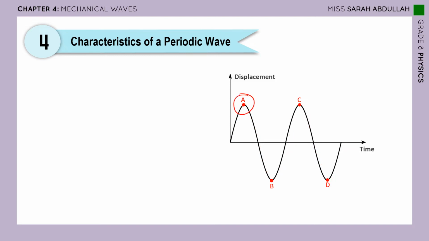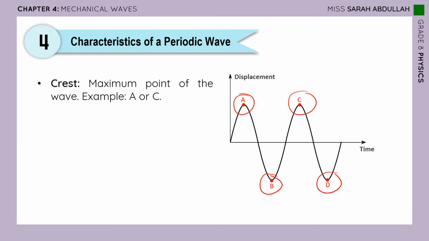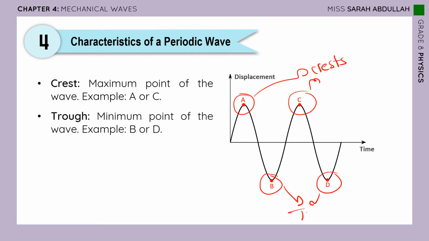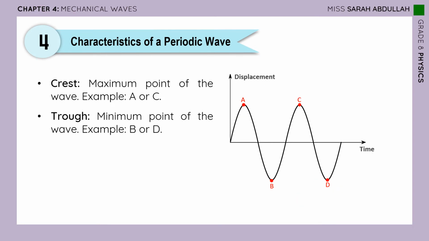And it has some maximum points and it has some minimum points. The maximum points, we call them crests. So these are crests. And the minimum points, we call them troughs. So A and C are crests and B and D are troughs. Okay, you guys need to remember this. This is important. The maximum point is called a crest and the minimum point is called a trough.